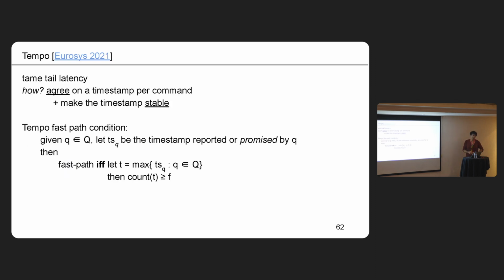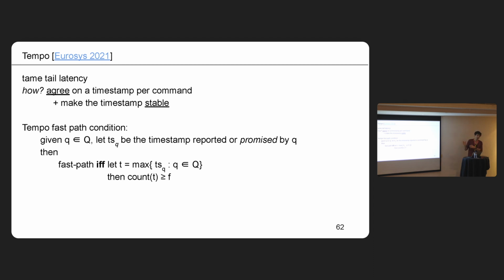And this is the approach of Tempo, which proposes to solve this problem by agreeing not on a chunk of a graph, but instead on a timestamp. Okay, so the idea is to have timestamp computation. Much like other leaderless protocols, you compute at each of the replicas a timestamp in a distributed manner. And then you have a second phase in which you wait for the timestamp to be stable. That is, you know that no more commands with a lower timestamp will be submitted.